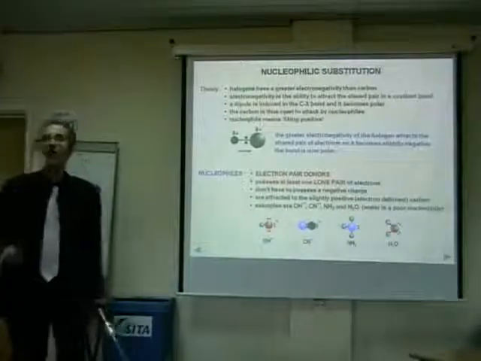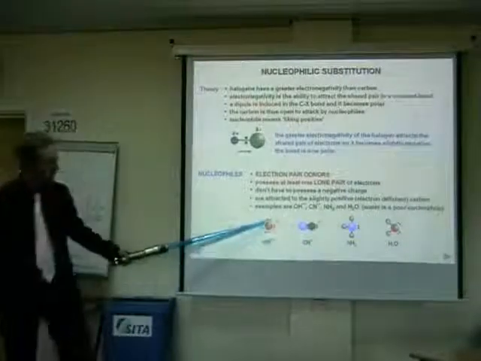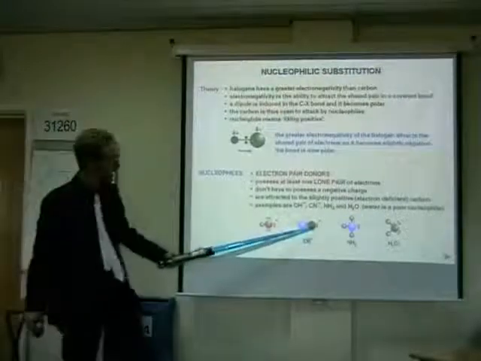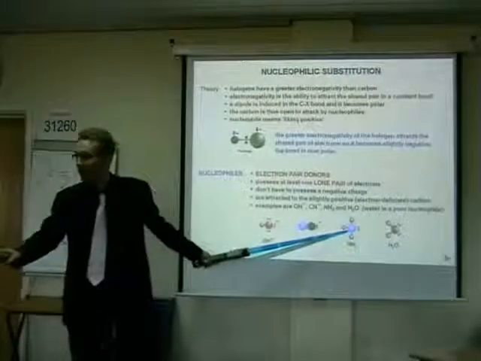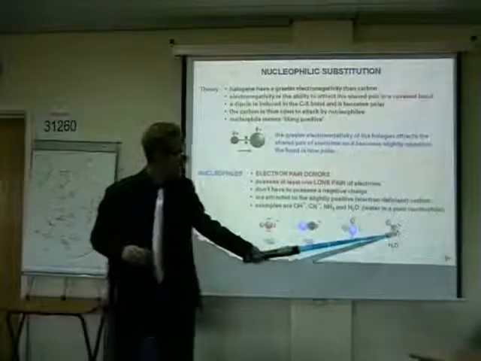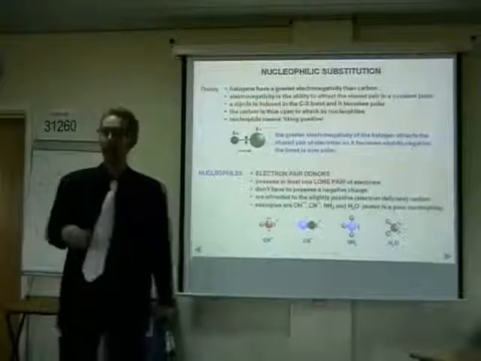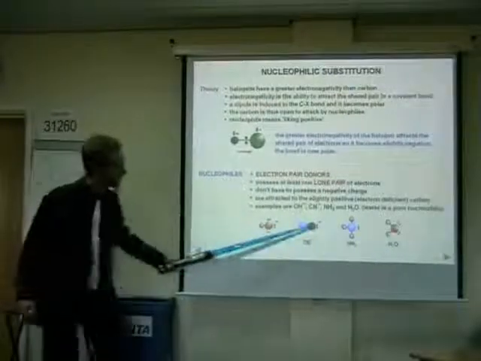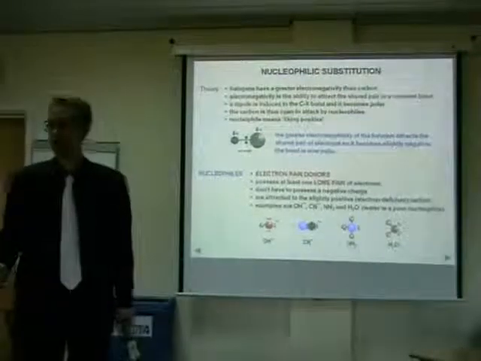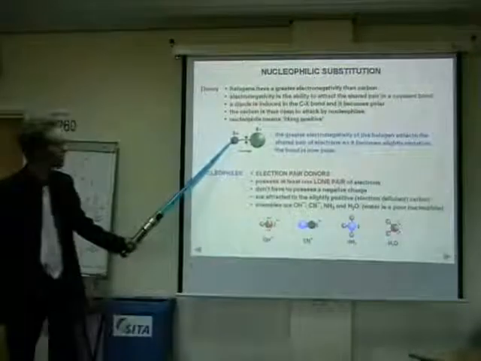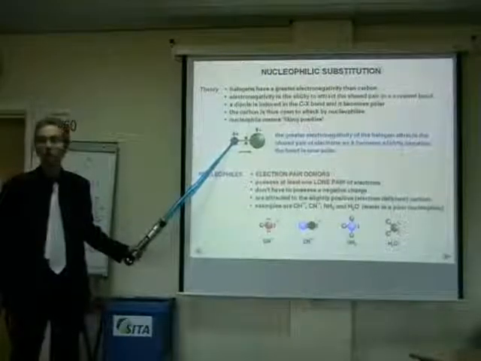These four are all nucleophiles. They are not all negative, but they all have a lone pair. So here's OH minus, it's negative, it's got a lone pair. CN minus, it's negative, it's got a lone pair. NH3, it's not negative, but it does have a lone pair. And H2O, or water, it's not negative, but it does have a lone pair. These lone pairs make these guys nucleophiles. And these carbons that are slightly positive are open to nucleophilic attack.